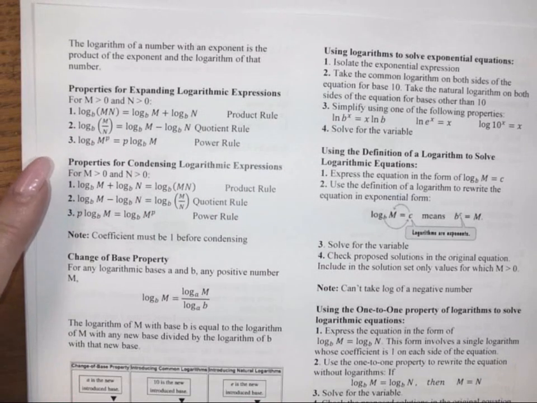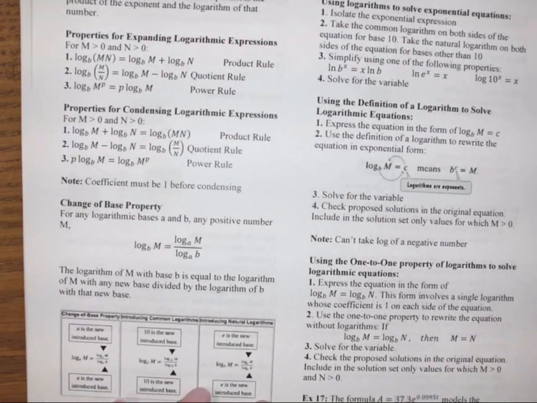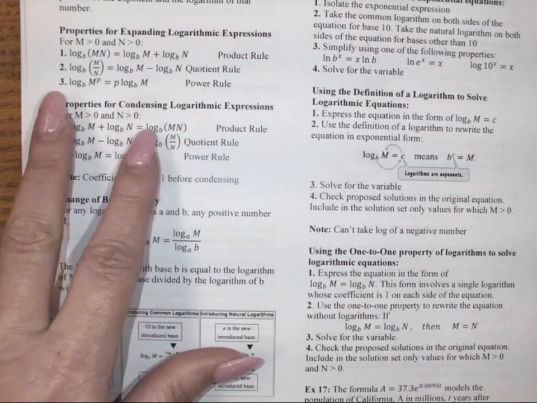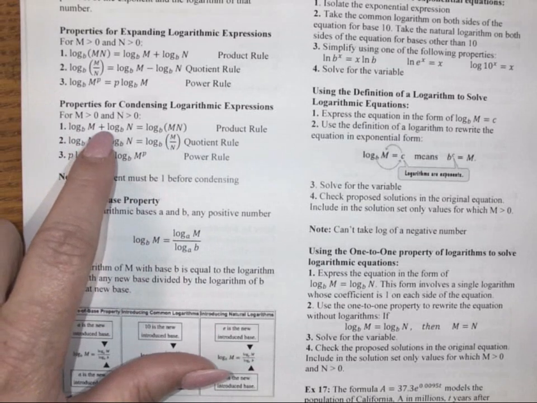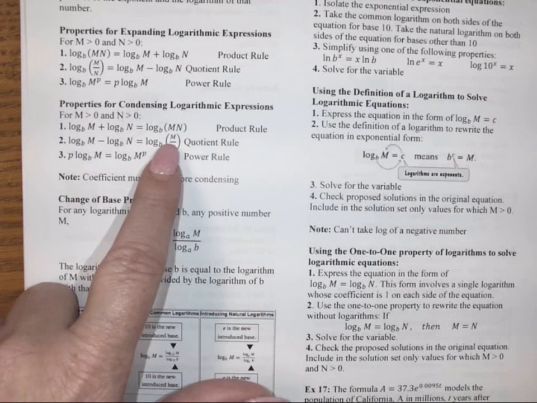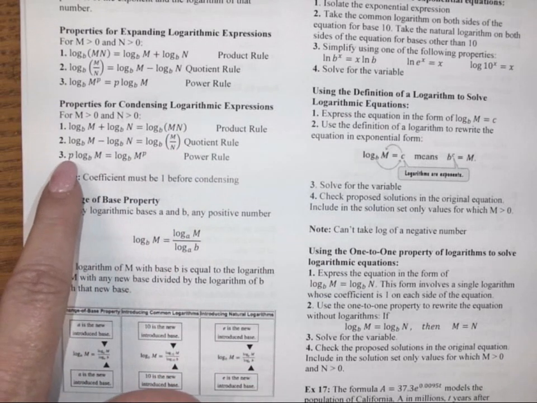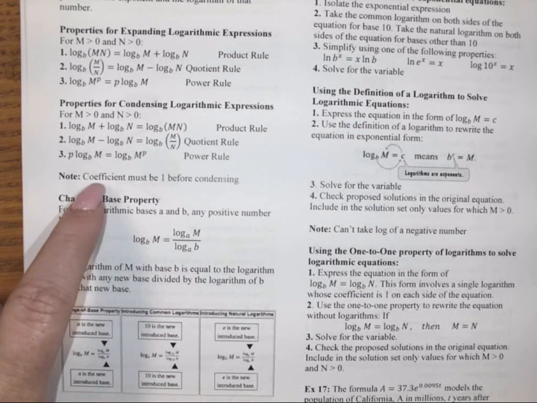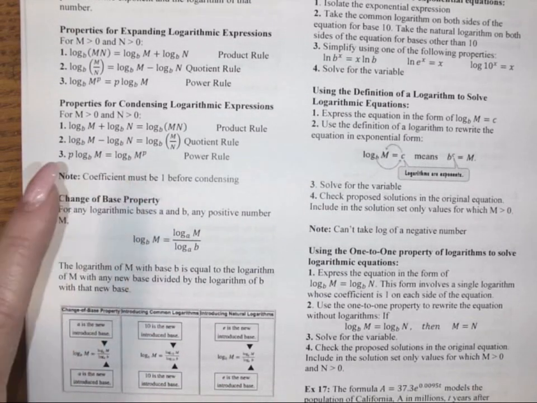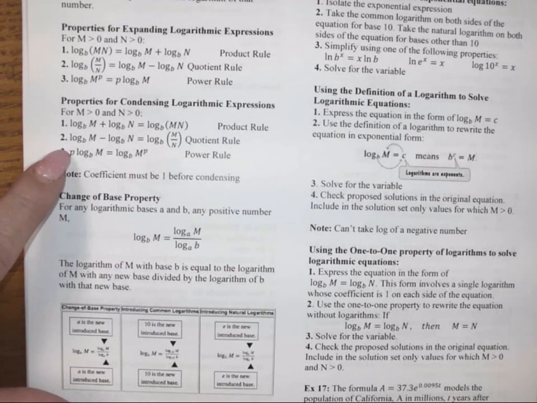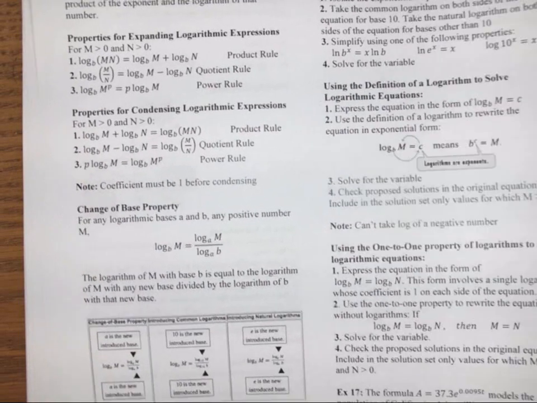So the properties for condensing logarithmic expressions: expanding, we're going to go that way. Condensing, we're going to come back the other way. So if it's addition, it will become multiplication. If it's subtraction, it will become division. And if we have a number out front, we have to move that up first. Note that the coefficient must be a 1 before you can condense it. So you can't have a number out there to condense first. You have to move that. So the power rule will always be the first step you're doing when you're putting it back.